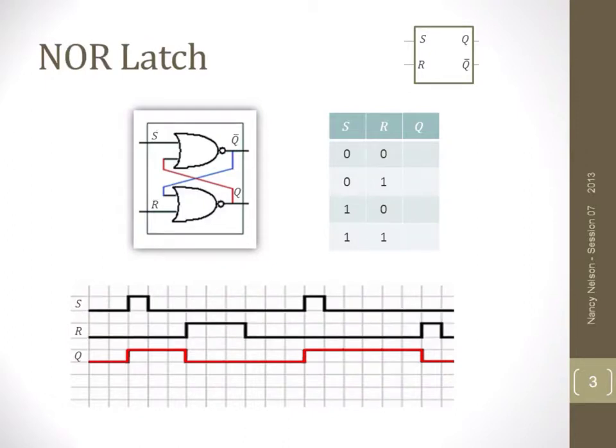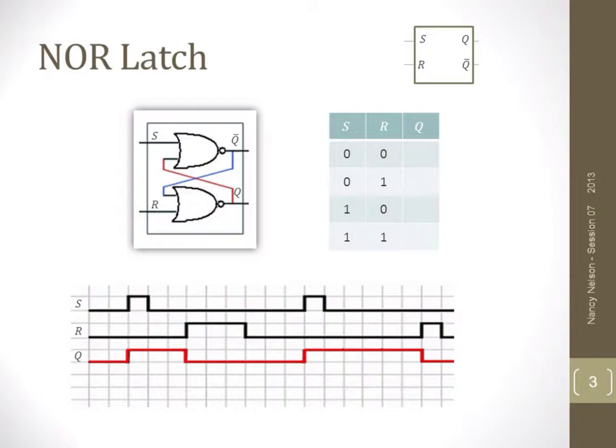A NOR latch operates pretty much the same way. When it gets a set, Q is going to go high. When it gets a reset, Q is going to go low. But notice that the inputs here are now active high. There's no inversion bar there anymore.